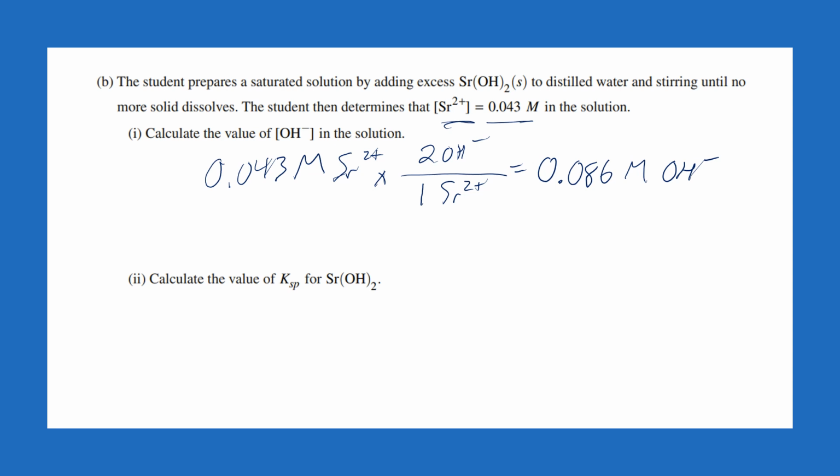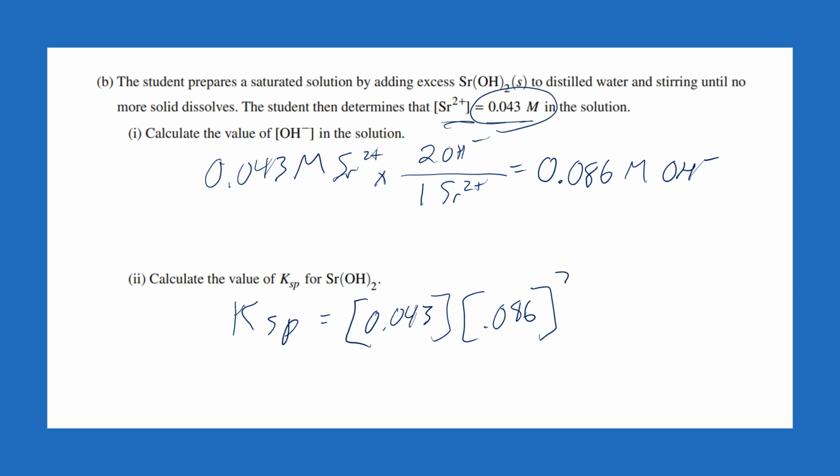Now we need to calculate the KSP value, so I want to use my KSP expression that they gave us. And there's no reactants because they're solid, so I just want to plug in the strontium that they gave us here, the 0.043, and then we'll plug in the hydroxide that we found, and that's squared. And then you can solve for the KSP value, which is 3.2 times 10 to the -4th.